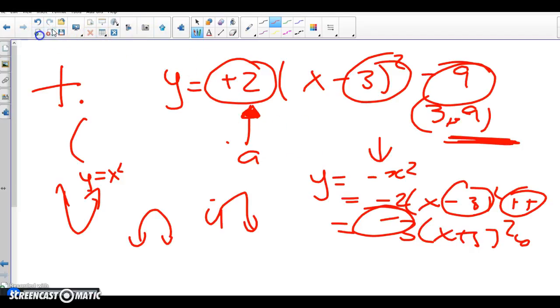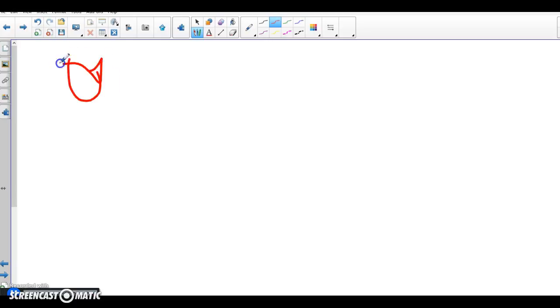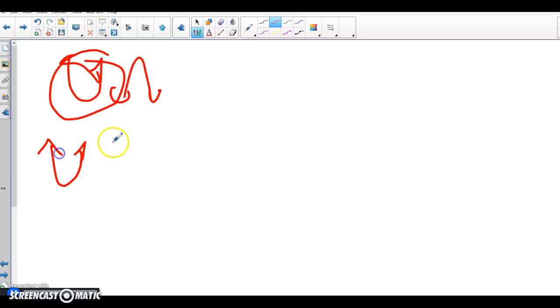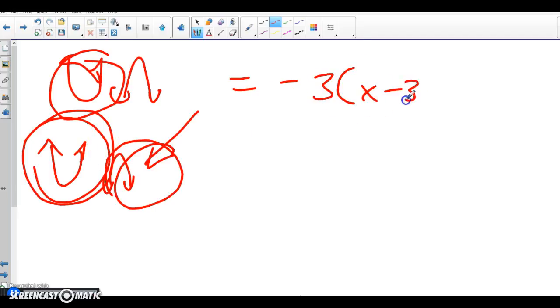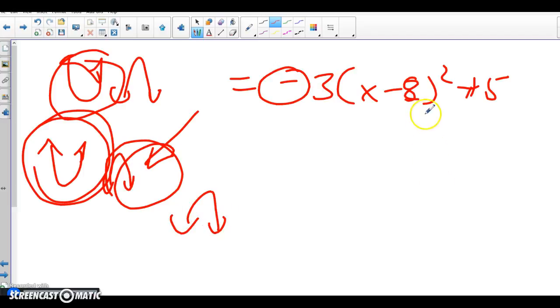So the first thing is, is it upside down? Does it open this way or does it open this way? This is normal, and this is reflected. If it starts with a negative, it's reflected. If it starts with a positive, or you don't see anything, it's assumed to be positive, it's just straight like this. So it opens this way, or opens that way. So if I have this, put an 8 there, plus 5, let's look at this. This says open down, it's negative. This says my vertex is 8, 5, which is great.